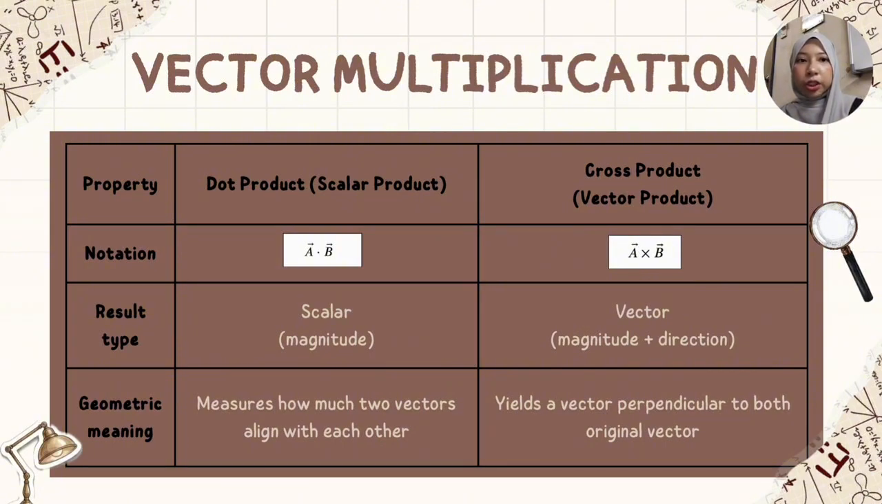It is commonly used to calculate work done because it depends on the component of force acting in the direction of motion. While the cross product is written as A cross B. Unlike the dot product, the cross product gives a vector quantity, meaning it has both magnitude and direction. It is commonly used to calculate torque and magnetic force.